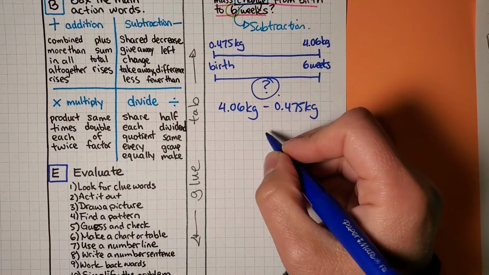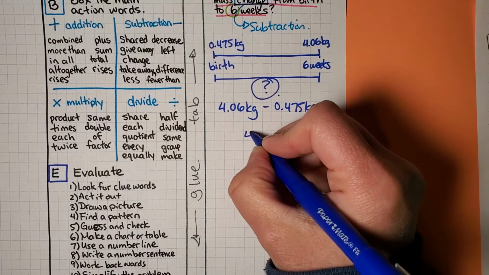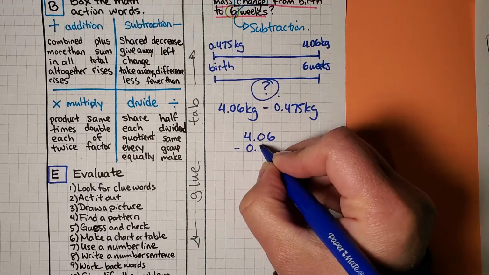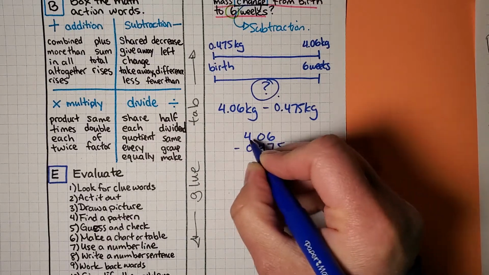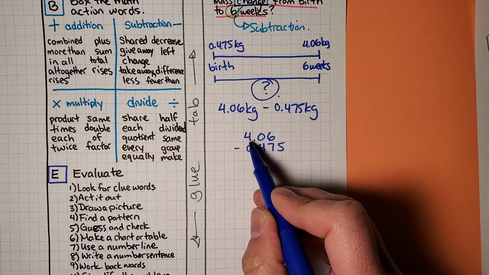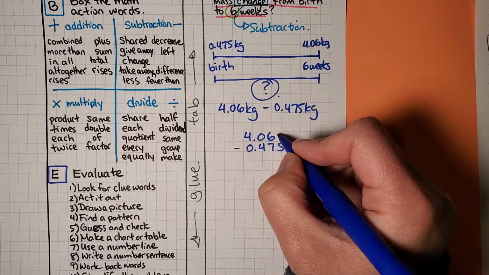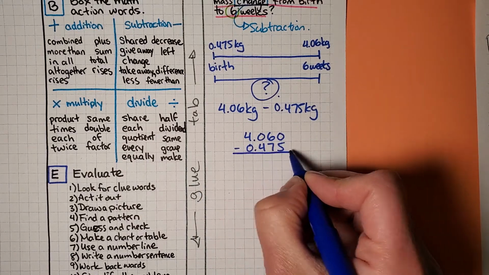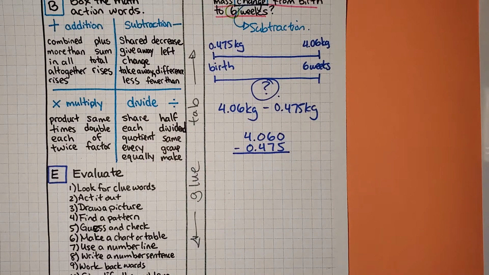So I'm just going to stack it up so that I can solve a little bit better, making sure that I line up my decimals. After I've lined it up, bigger number on top, I find that I need to put a place value here just so that everything is good. And now I will solve.